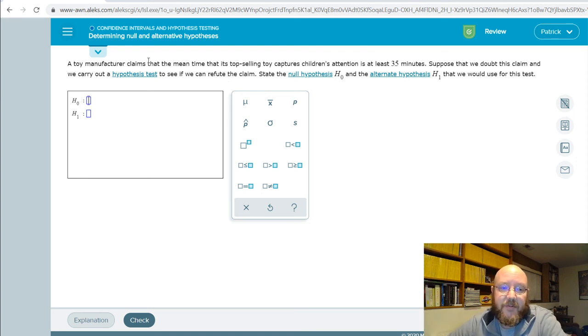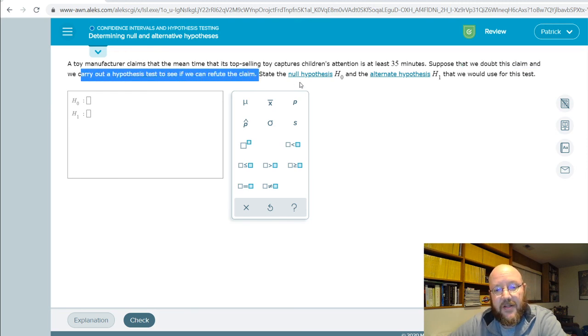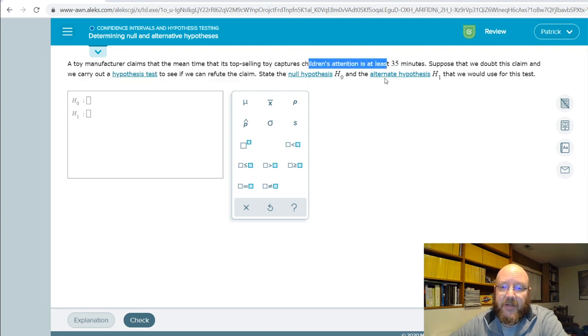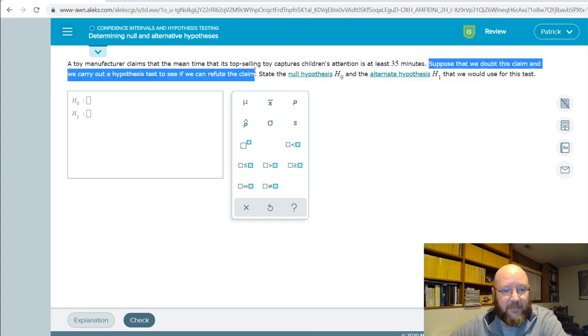And so, for example, on this one, a toy manufacturer claims that the mean time that its top-selling toy captures the children's attention is at least 35 minutes. Suppose that we doubt this claim and we carry out a hypothesis test to refute it. So this one's got a little twist to it because they're making a claim, this toy manufacturer, but we don't believe it. So this is actually our alternate hypothesis here, since we don't believe them, okay?